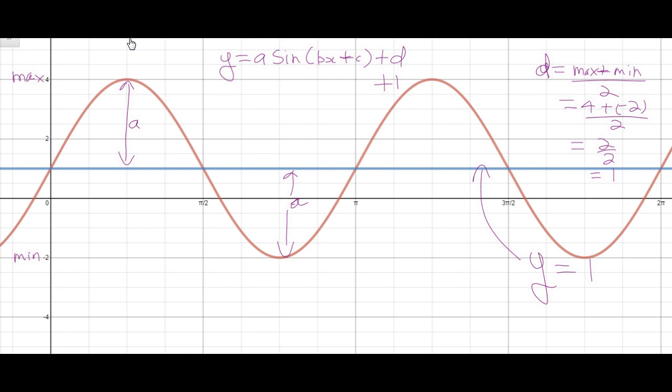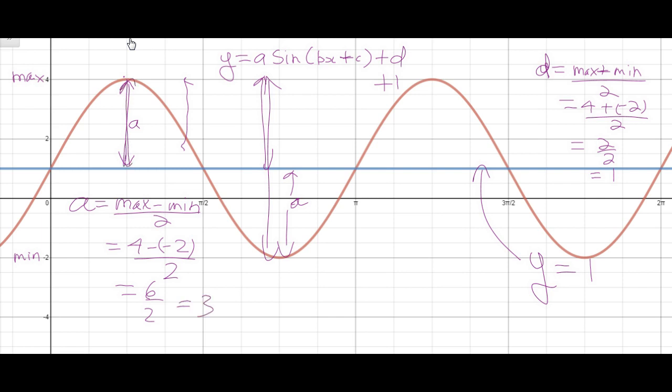So in this case, we want half of the distance. So the distance is max minus min, right? The average is adding the two numbers together. The distance from here to here is 6 units, and the amplitude is half of that distance, so it's going to be 3. So we take max minus min, 4 minus -2, over 2, which is 6 over 2, which is 3, right? So that tells us this distance in here, the amplitude, is 3. So that's 3 sine.